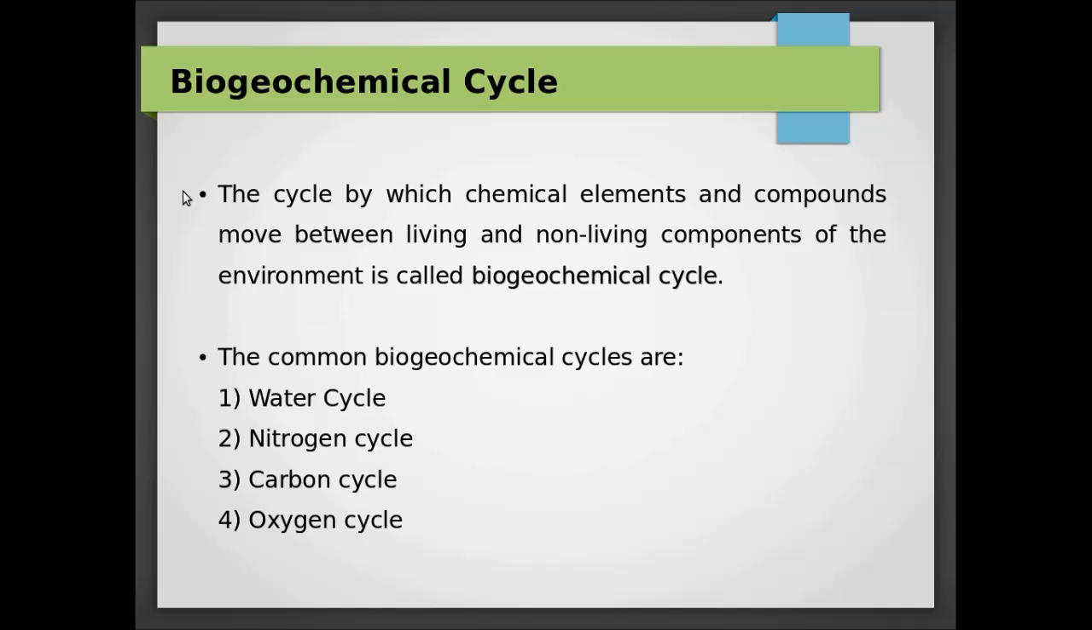The cycle through which chemical substances move between both biotic and abiotic components of the environment is called biogeochemical cycle. The common biogeochemical cycles are water cycle, nitrogen, carbon, and oxygen cycles.